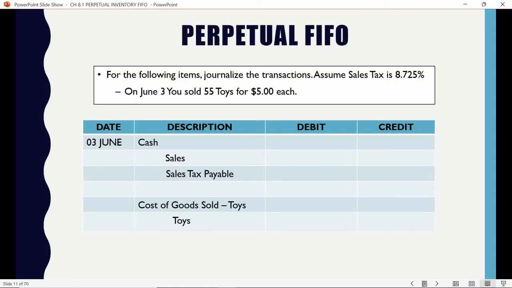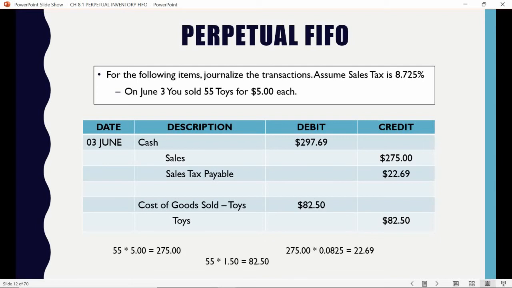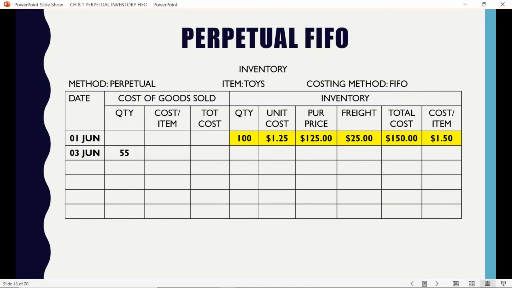Then on June 3rd, you end up selling 55 toys for $5 each. Okay, so exactly what we did here, we figured out what our sales is. But here is where it changes, because in this case, I need to figure out what the cost of goods sold is, because I'm not given what it cost me. This is where I have to go into my inventory worksheet and figure out how much my inventory cost me. In this case, I only have one batch of inventory. If I'm using the first in, first out rule, I only have one batch of inventory and it's going to cost me $1.50 each.